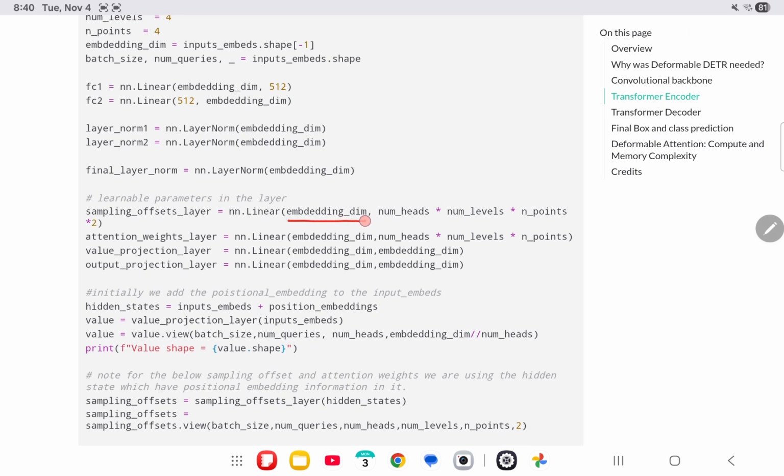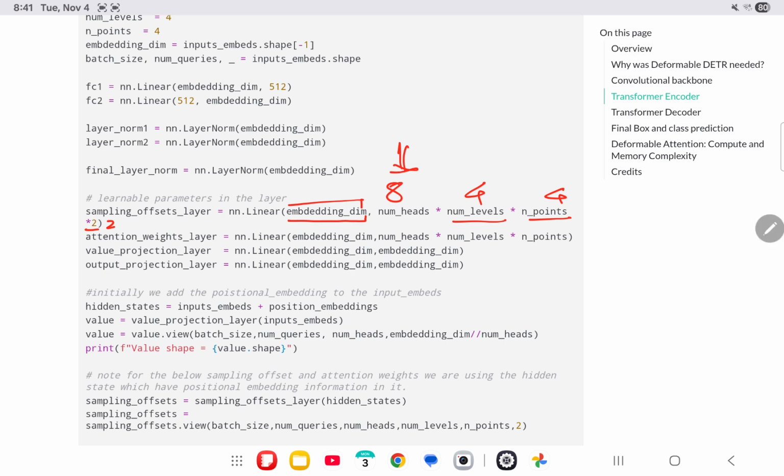So we want it to take in the query vector whose dimension is embedding dimension, and we want it to predict how many points? We want it to predict 4 points per level, with 4 levels. Each point has 2 coordinates. The other thing is, since this is multi-head attention, we want it to predict across 8 different heads. Suppose you are using n heads; in this example, I'm using 8. So you want the network to predict the delta x, delta y across 8 different heads.